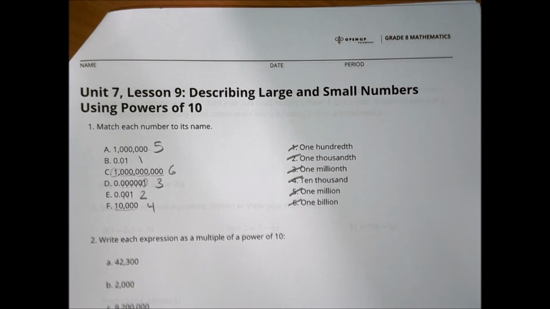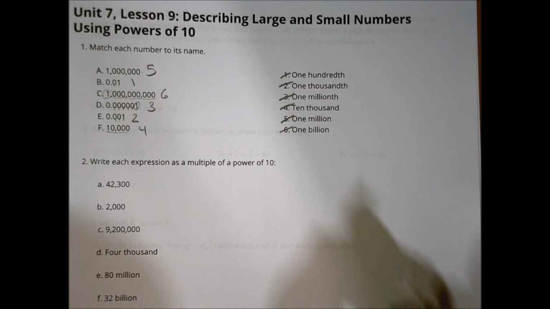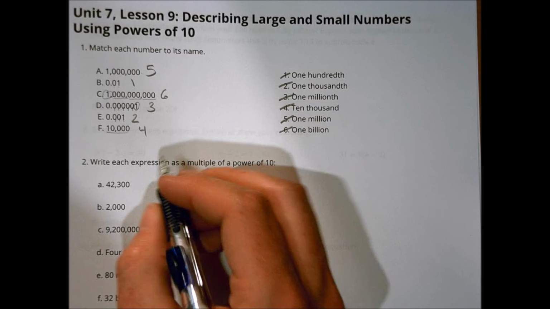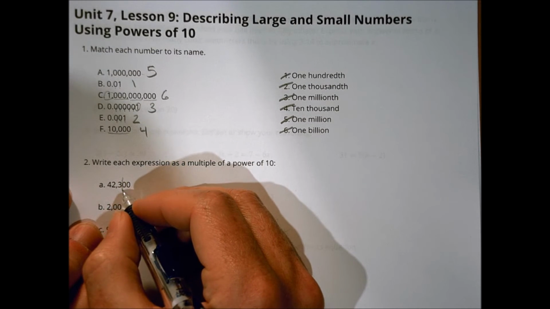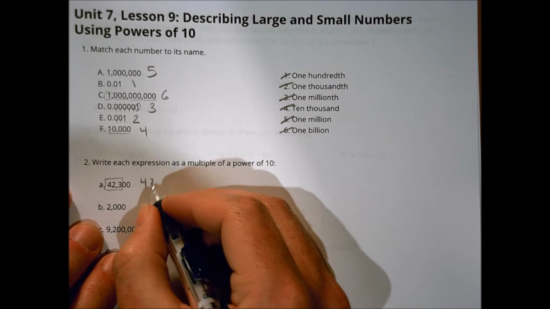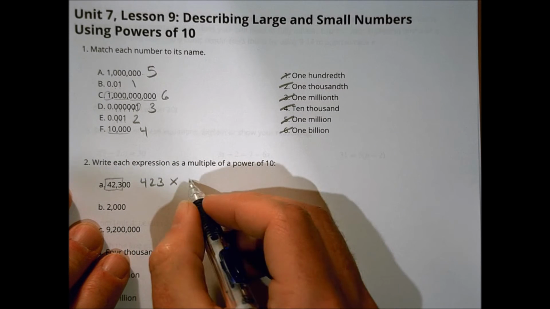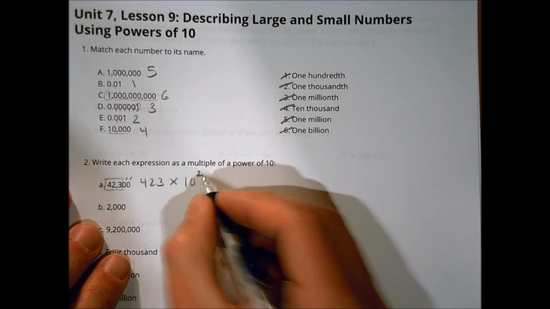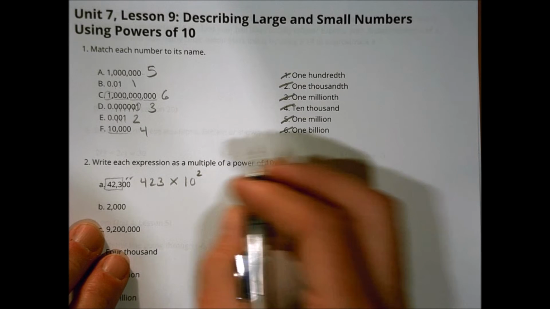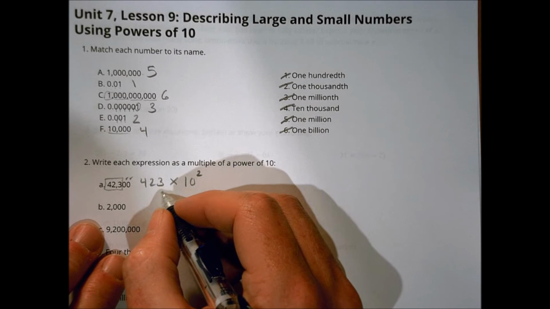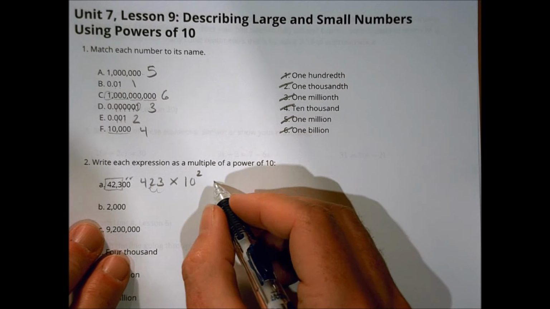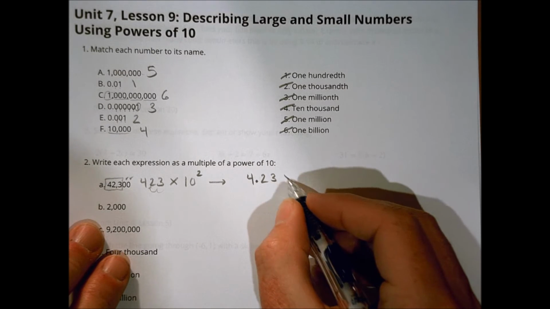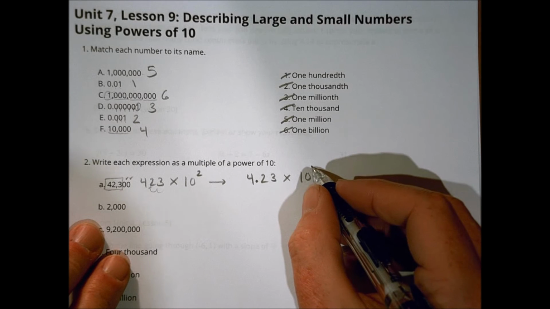Number 2, write each expression as a multiple of a power of 10. Got it. So we're going to do it pretty simple. Let's just take the basic number here, which is 423. And how many zeros do we want to add? Times 10 to the 2. And that works fine. If you wanted to clean it up a little bit, you could move the decimal over 2 spaces. If you want to move it over 2 spaces and make it 4.23, then this has to increase by 4 more, 10 to the 4th.